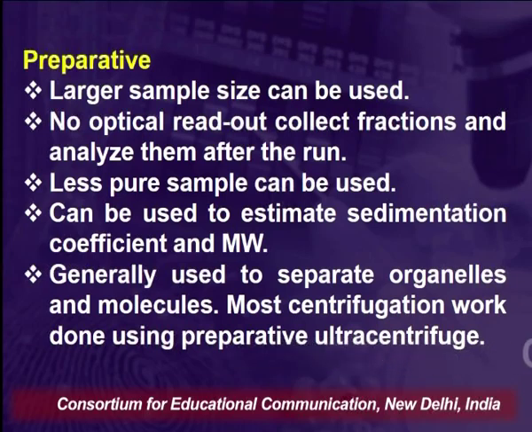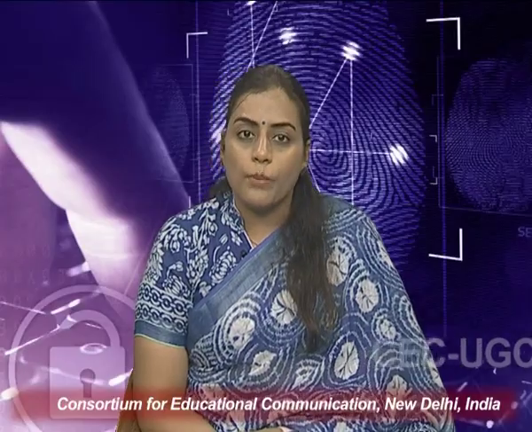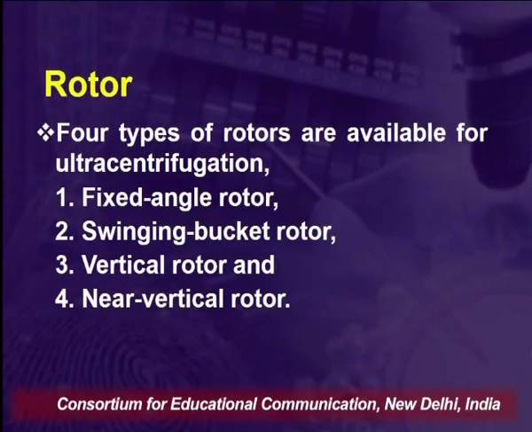We can use samples which are less pure, and we can estimate the sedimentation coefficient and the molecular weight. It is generally used to separate organelles and molecules, where most centrifugation work is done using the preparative centrifuge. The ultracentrifuge can have 4 different types of rotors: fixed angle, swinging, vertical and near vertical.